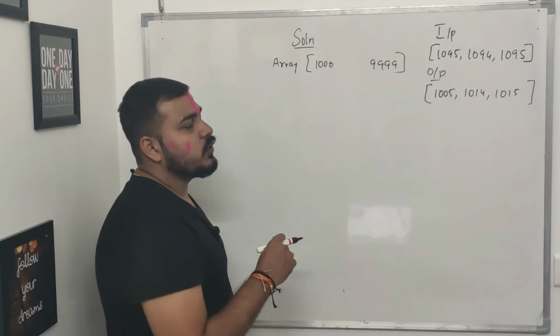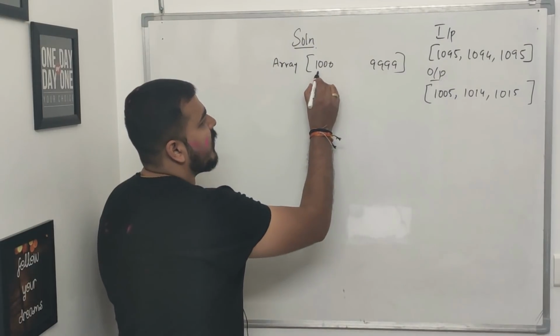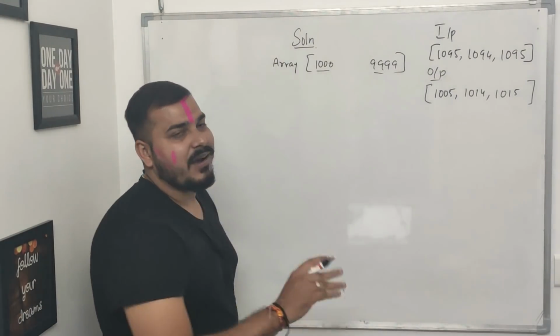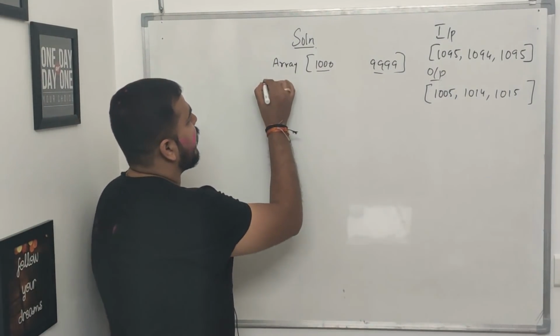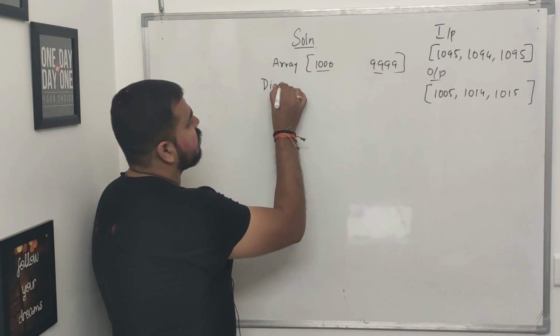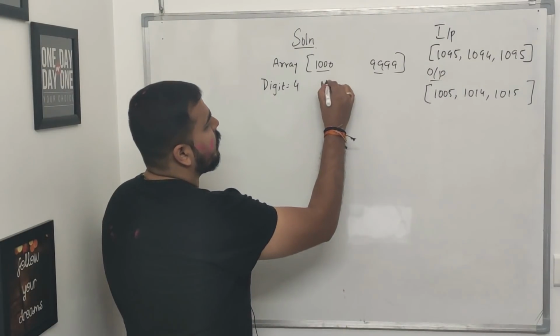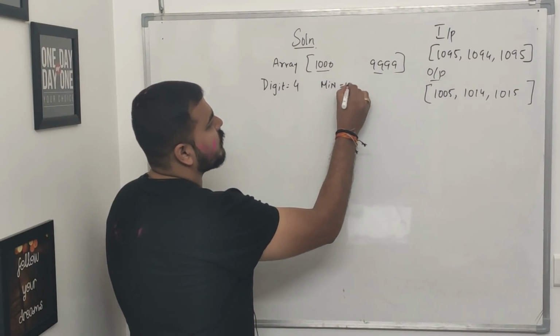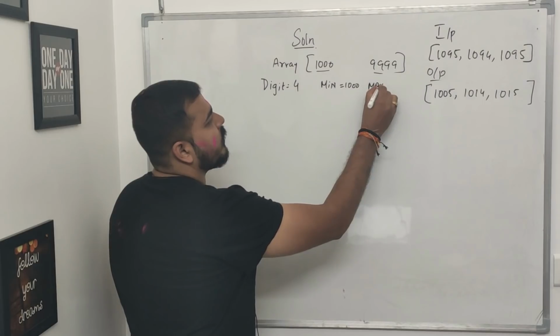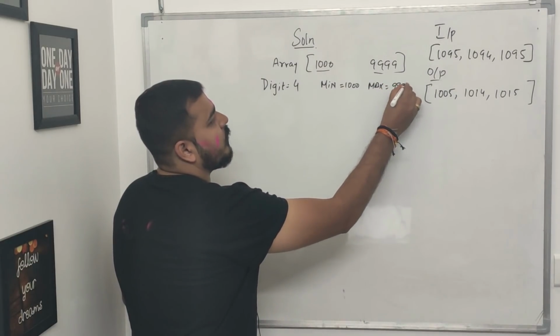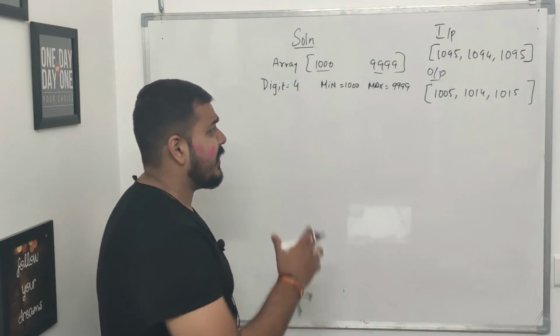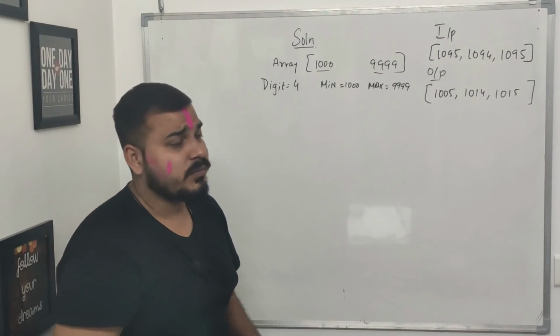Now the first thing that you need to note over here guys is that all the numbers are 4 digits. So I'm going to create one variable called digits, which will be 4. The minimum number in this particular case will be 1000 and the max number will actually be 4 nines. So I'm creating these variables and we'll try to see how we can solve this particular problem.